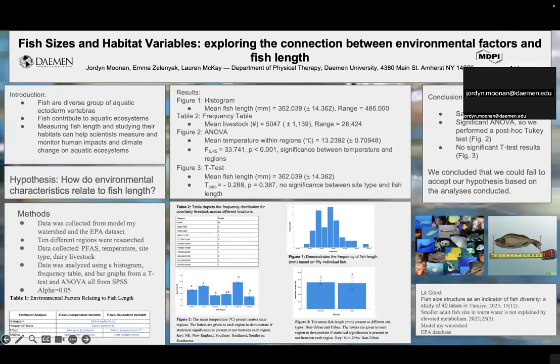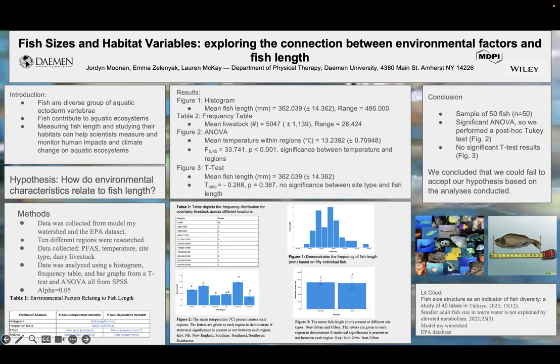Fish sizes and habitat variables, exploring the connection between environment factors and fish length by Jordan Moonen, Emma Zelenak, and Laura McKay. Fish are a diverse group as they inhabit various water bodies, including oceans, seas, rivers, lakes, and ponds. Fish length among various settings is an interesting problem to study because fish species exhibit a wide range of adaptations and strategies in response to environmental conditions, such as temperature and water quality.